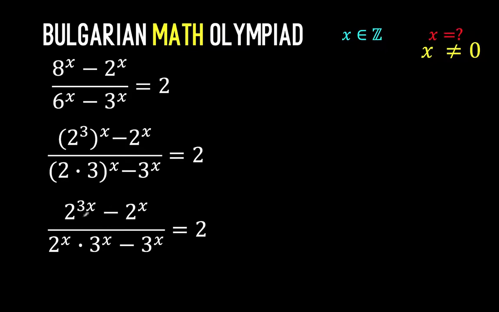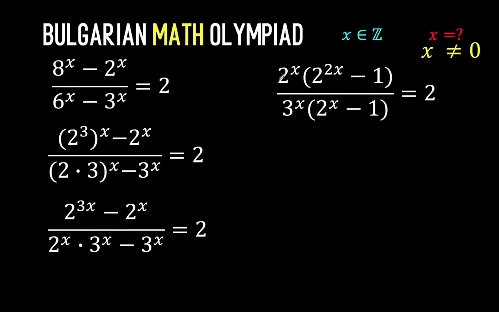Then notice that we have here a common factor of 2^x and 3^x for the denominator. So this term divided by the common factor resulted to 2^(2x). We copy the common base and we subtract the exponent, 3x minus x equals 2x. Then this term divided by itself is 1 and we copy the minus sign. For the denominator, the common factor is 3^x. So this first term divided by 3^x is equal to 2^x. Then this second term divided by itself is 1 and we copy the minus sign.